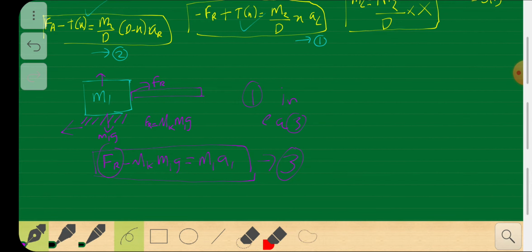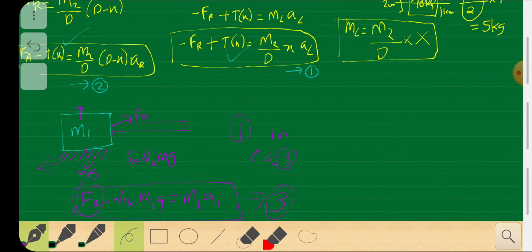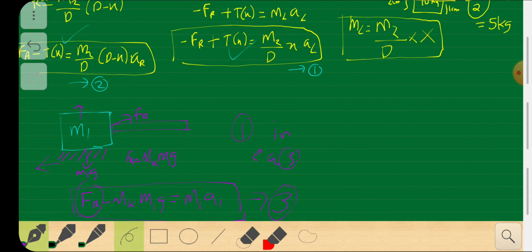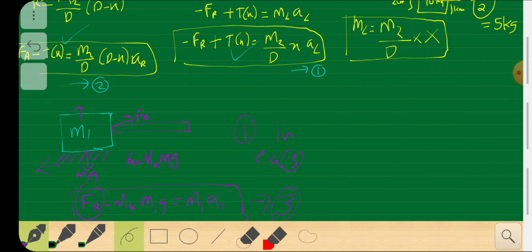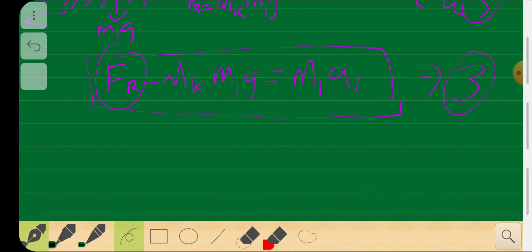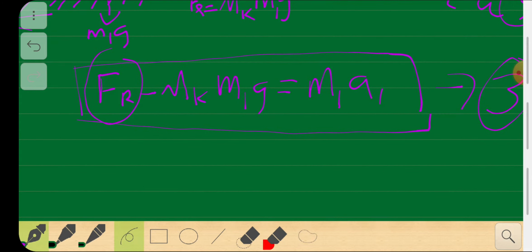So equation 1 was Fr minus Fr plus Tx is equal to m2 dx by l times a, right? So I'm going to substitute the Fr value in here. When you substitute the Fr in here, what you get is that Fr must be equal to Tx plus or minus m2 dx by l, which is Fr, minus mu k m1g must be equal to m1 a1, right? So a1. Okay, so that will be that.